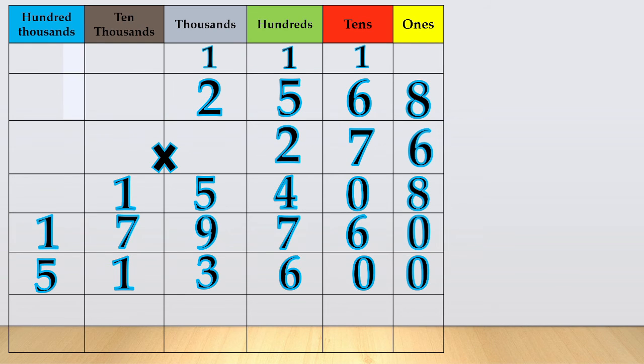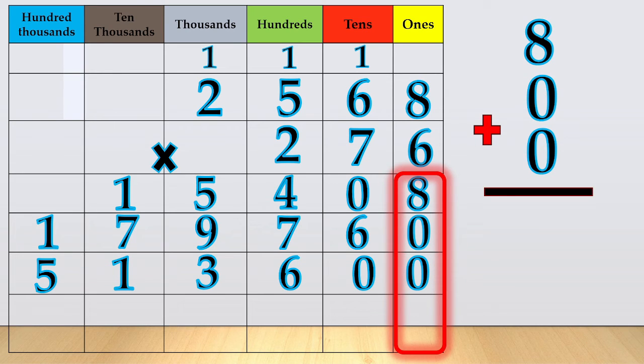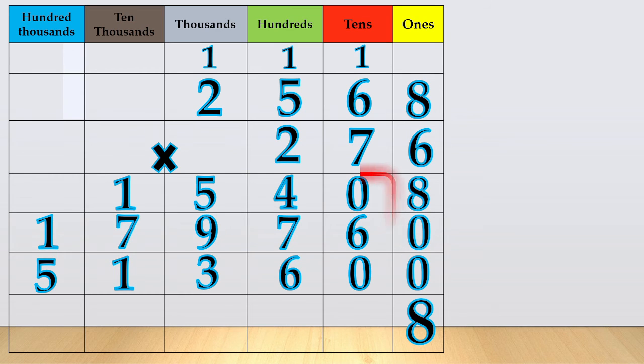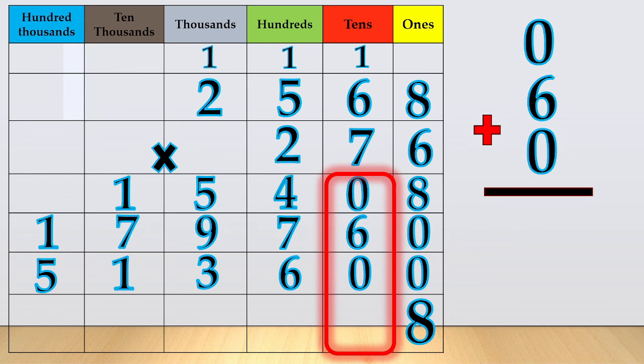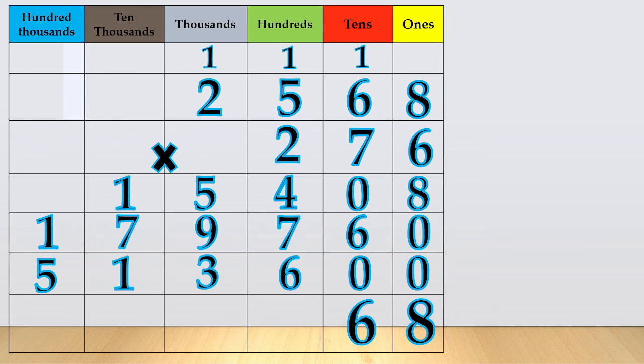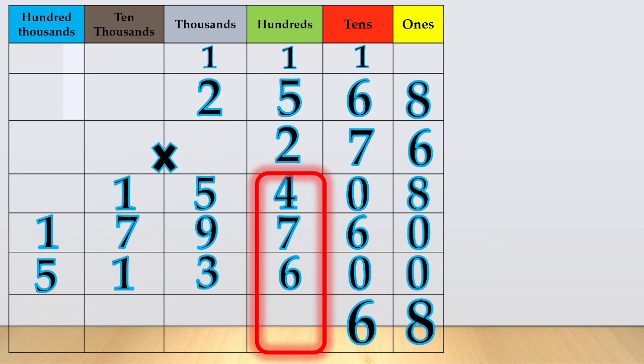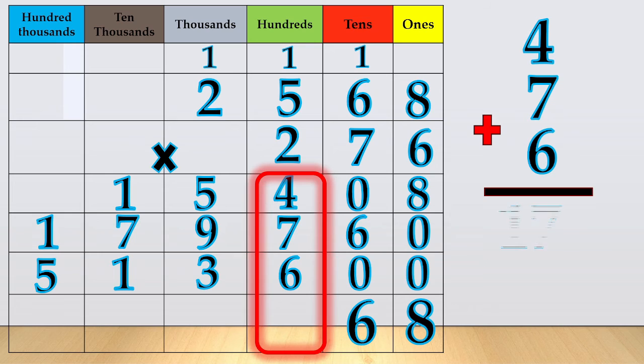Now, add all the three partial products to obtain the final product. Let's start with 8 plus 0 plus 0. 8 plus 0 plus 0 is equal to 8. Next, 0 plus 6 plus 0 is equal to 6. Now, we are going to add 4 plus 7 plus 6. 4 plus 7 plus 6 is equal to 17, which we regroup 1,000 and 700s.